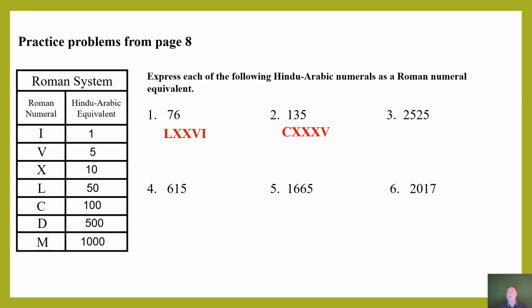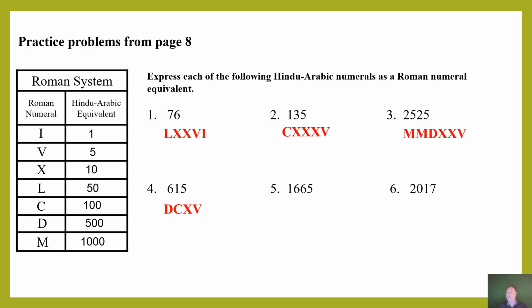Number 3, 2,525. 2,000 means 2 M's, 500 means a D, 20 means 2 X's, 5 is a V. So this would be MMDXXV. 615. 500 is the largest, so you're going to have a D, but I need another 100, so I need C, which gives me 600. 10 would give me X, 5 would be V. So this would be DCXV.